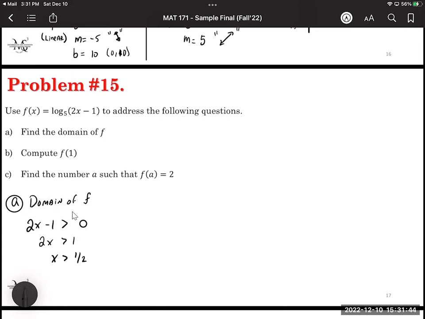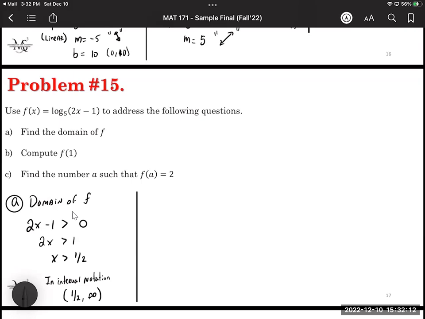Because it says that x is greater than 1/2, in interval notation it is going to be open parentheses, 1/2, comma, infinity. And that's your domain. Now that you have your domain, you compute f of 1, okay? So 1 is definitely going to be part of our domain. You could plug that value into x, right?